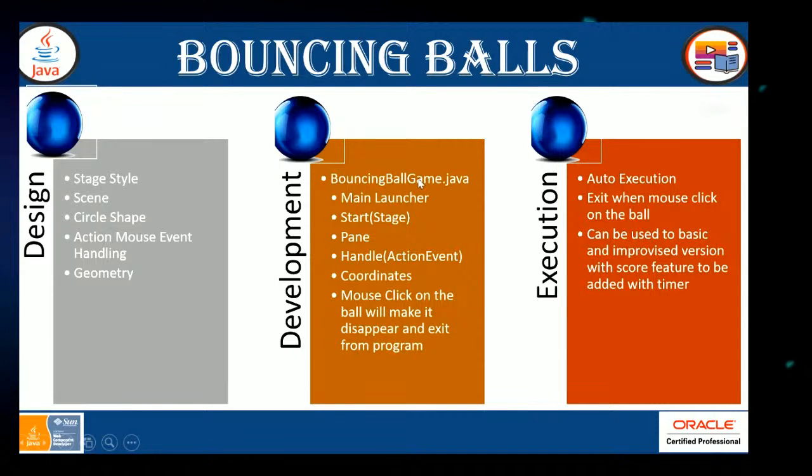BouncingBallGame.java is the only main class and has a main launcher. The start method is going to be overridden, passing the stage argument. A pane is going to be created here and the action event is going to be handled. Passing the coordinates, a mouse click on the ball will make it disappear and exit from the program. So in this game, it is auto execution, exit when mouse click, so event handling is there, and it can be used as a basic and improvised version of a bouncing ball game.